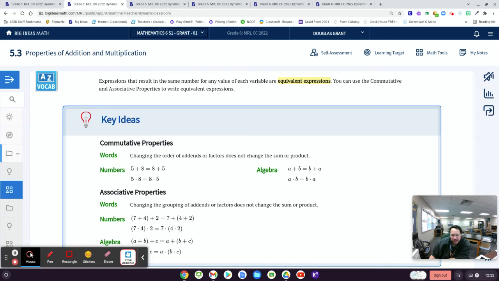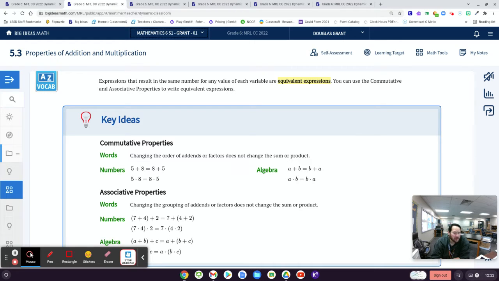What the commutative property says is, for addition, the commutative property of addition is it doesn't matter which way you order numbers when you add them. So like 5 plus 8 is 13, 8 plus 5 is 13. That's the commutative property of addition. 5 times 8 is 40. 8 times 5 is 40. Doesn't matter how you multiply them. That's the commutative property of multiplication.